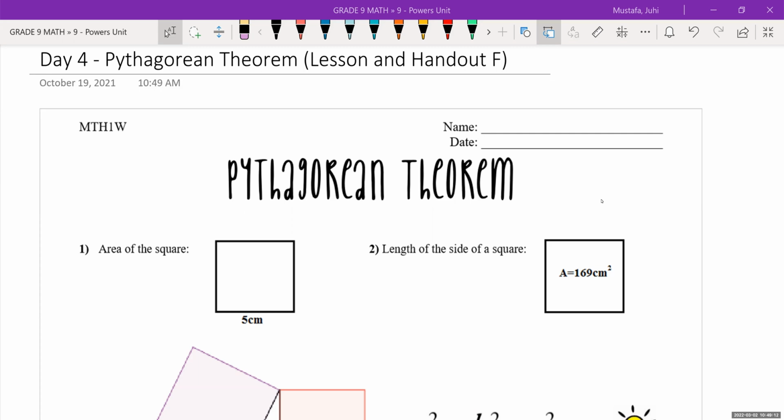In order to learn about the Pythagorean theorem, first we need to brush up some of our old skills. We're going to start with talking about the area of a square. So here I have a square. We're going to assume all the side lengths are the same.